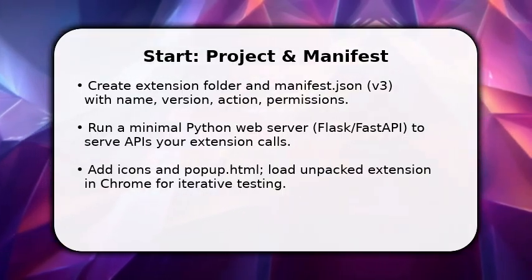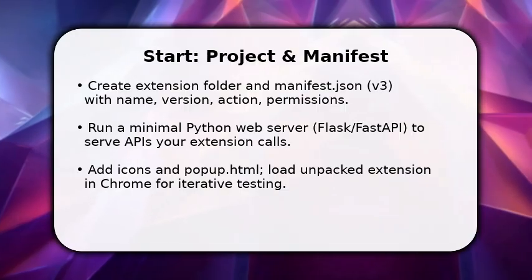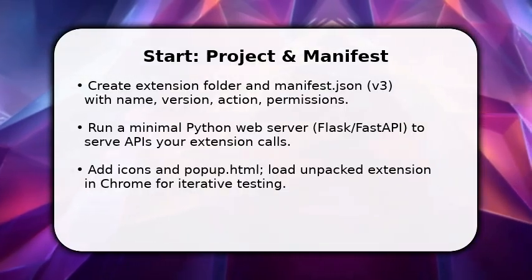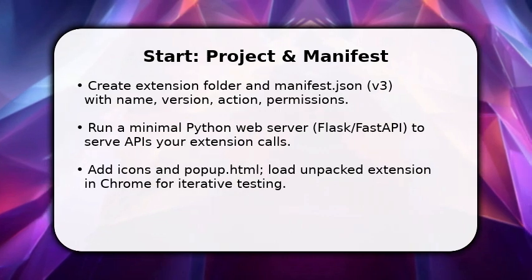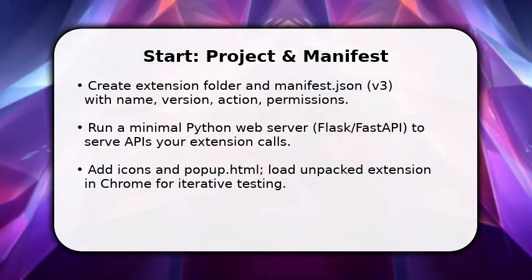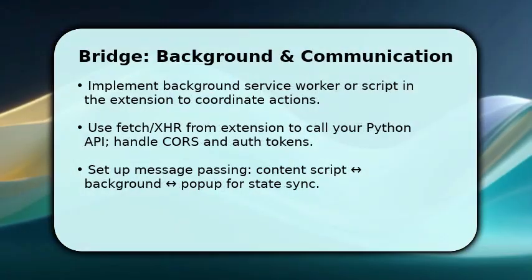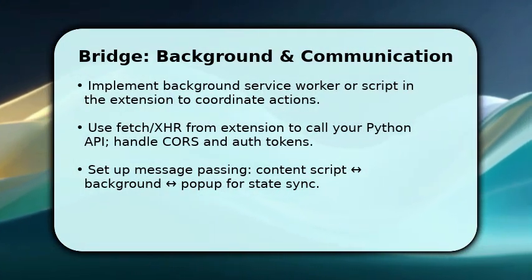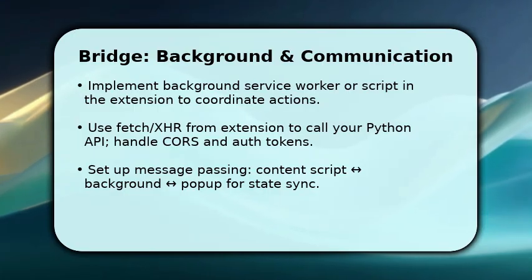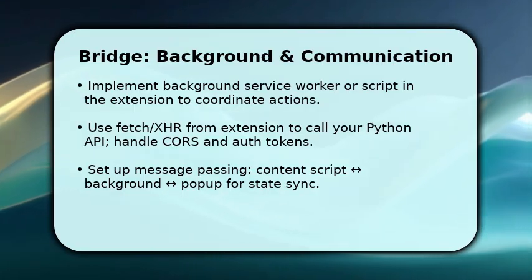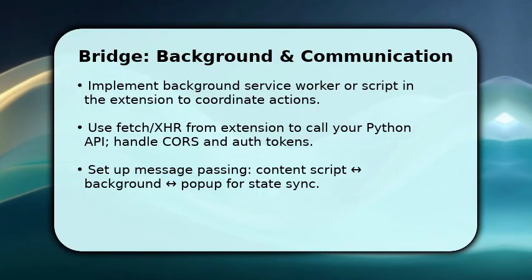HTML and icons so the UI exists, and load the unpacked extension into Chrome to validate the manifest and initial UI before building messaging or network calls. Now implement the background script or service worker that coordinates everything and stays active for events. You will use fetch or XHR from the extension to call your Python API.